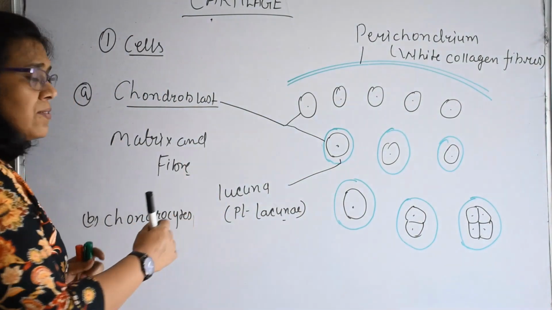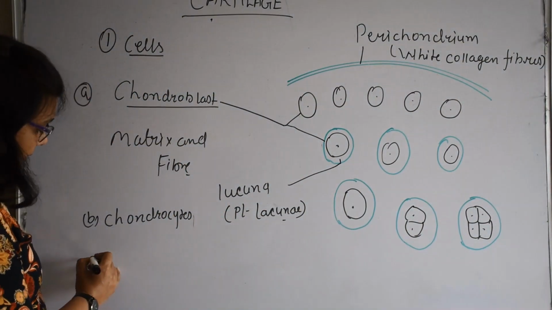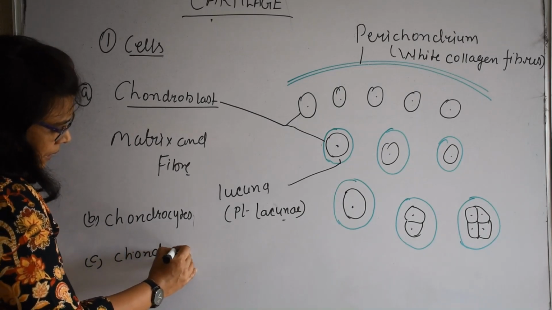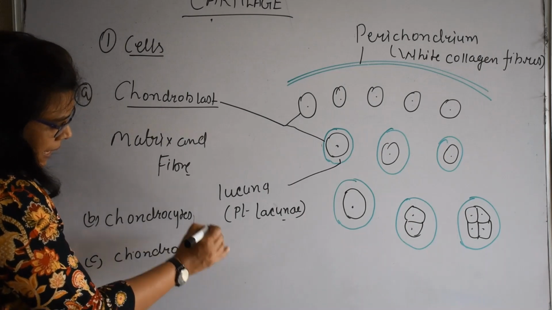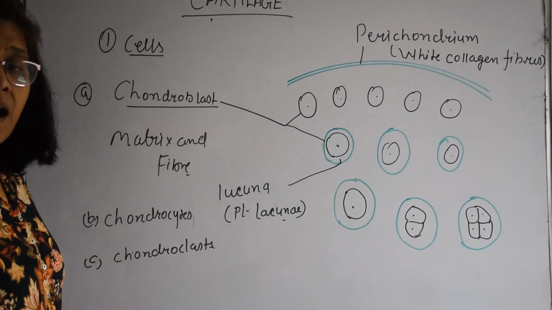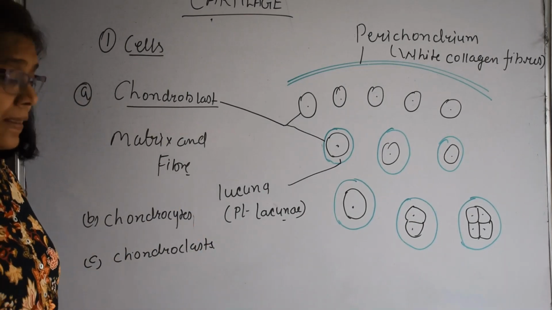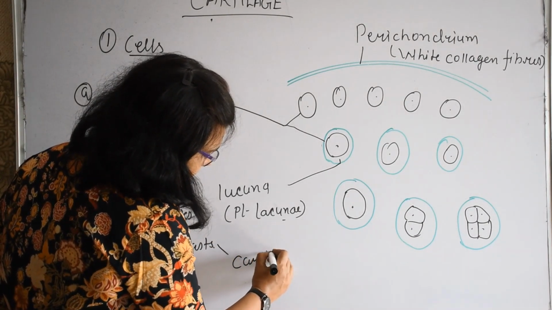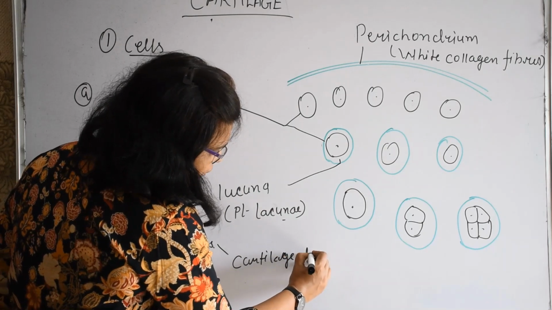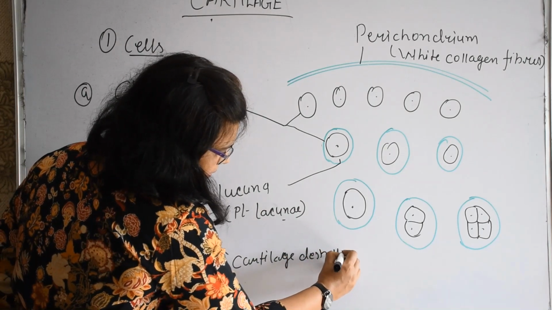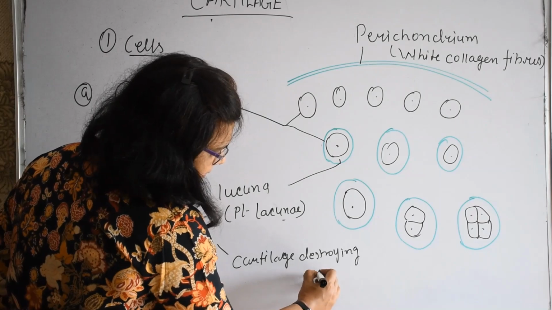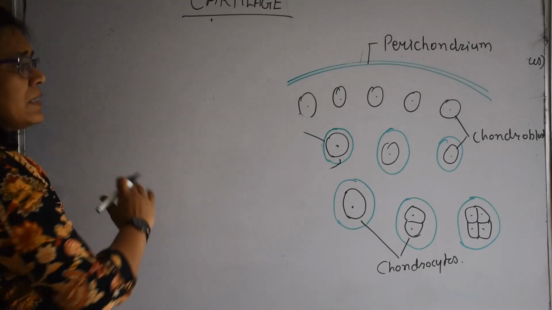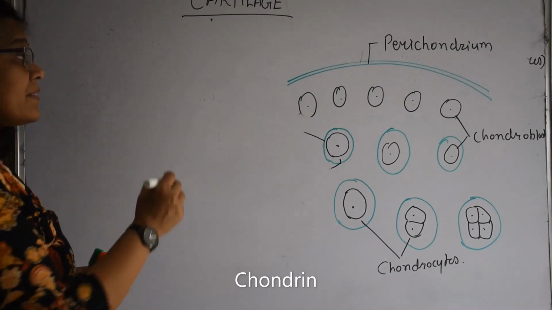Apart from these cells, one more cell is present, and that is chondroclasts. And these chondroclast cells are cartilage destroying cells. So this was about the first component. The second component is matrix.